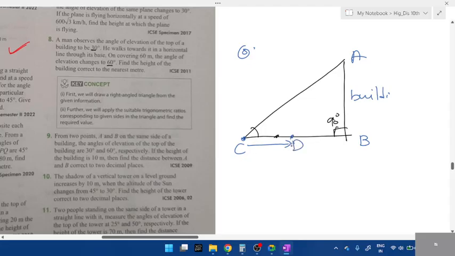So what is the distance from C to D? How many meters is covered? 60 meters. I'll draw a line here. So starting, what was the angle? 30 degree. Now the angle is changed to how much? 60 degree. What do we need to find? Find the height of the building. So we'll take this as X. Clear? You have to take it as X.